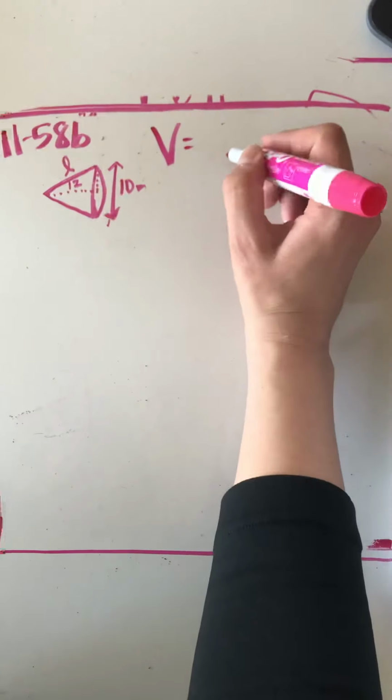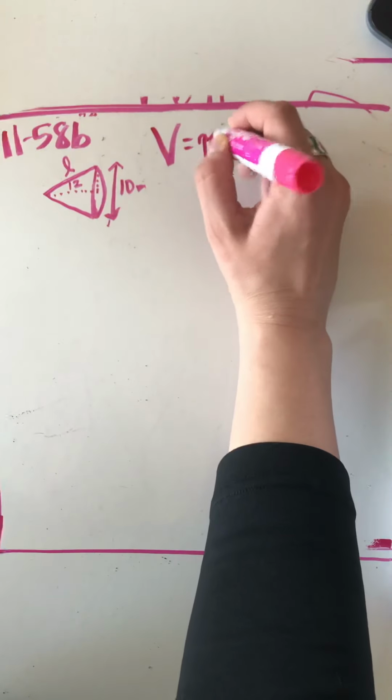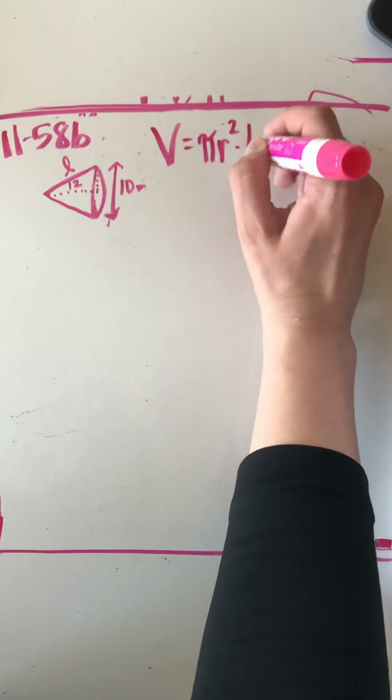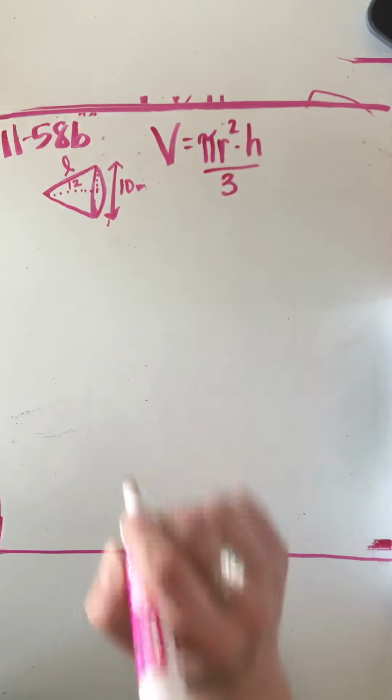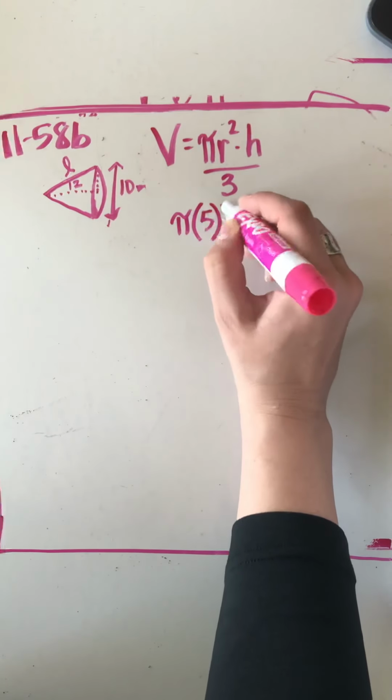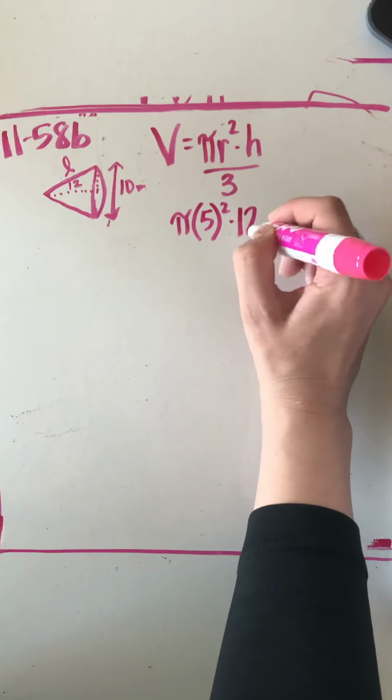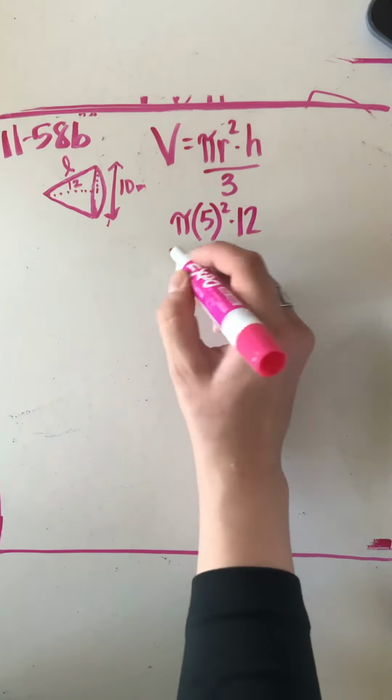Well, it's a circle, so to find the area of a circle, it's pi r squared times the height divided by 3. So that's the volume equation for a cone. Let's fill in what we know and evaluate. So pi times, if my diameter is 10, my radius is half of that, so 5, times my height of 12. And I want to divide that by 3 because a cone has 1/3 the volume of a cylinder.